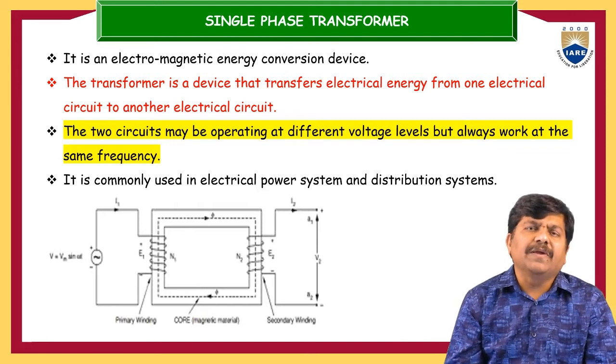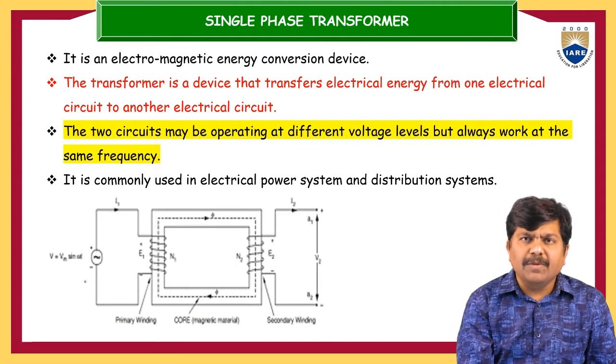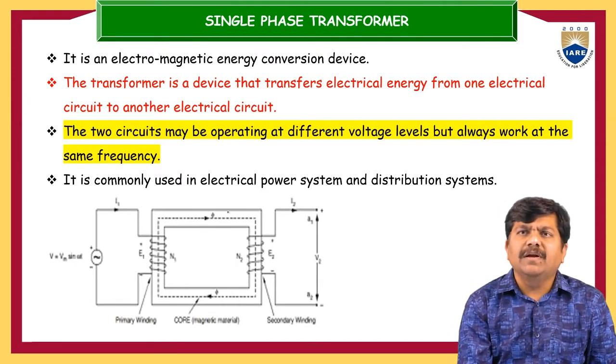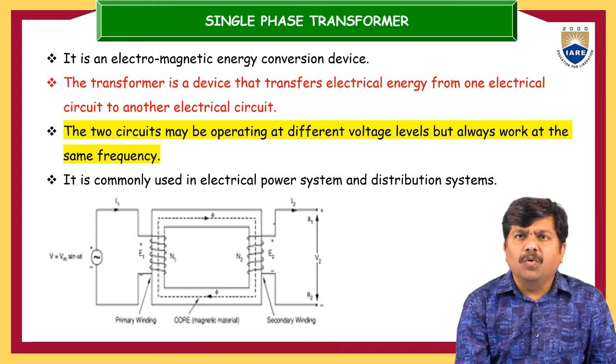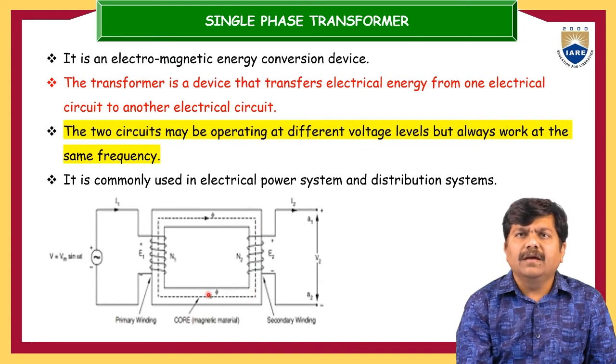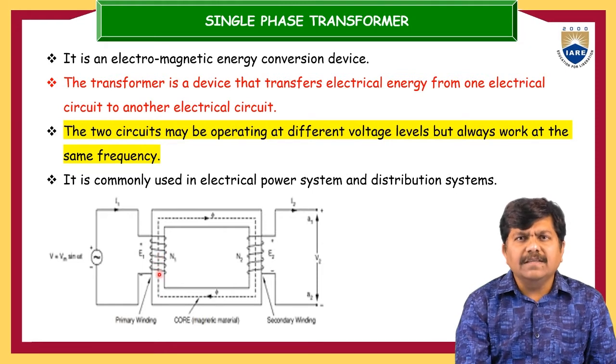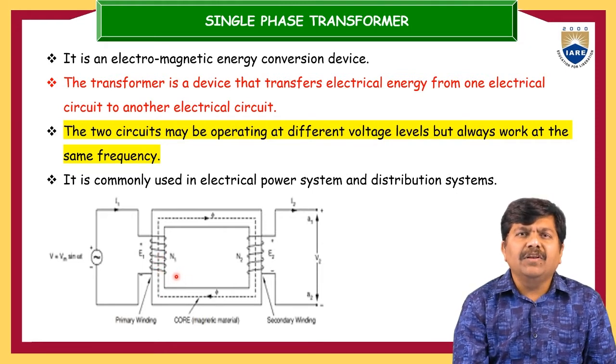Electromagnetic energy conversion device means, if you look at the simple circuit here, this is the primary side. This transformer will have a magnetic core. This total core is made of a magnetic material, and this is called the core. Now this allows some amount of magnetic flux to pass through it. What decides the direction of this magnetic flux is the current associated, and what makes the flux flow in the magnetic core is nothing but the current.